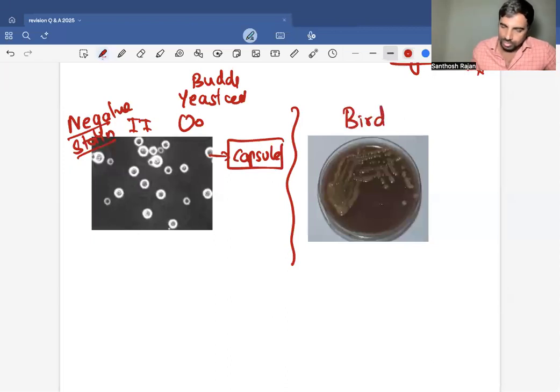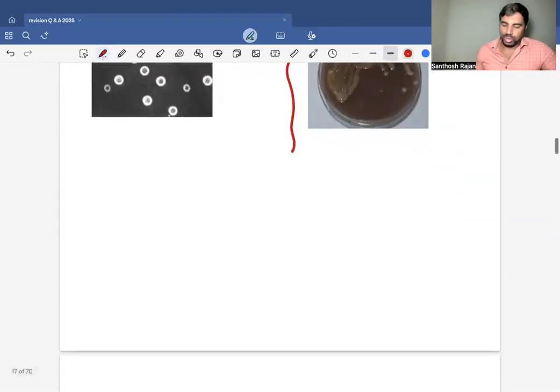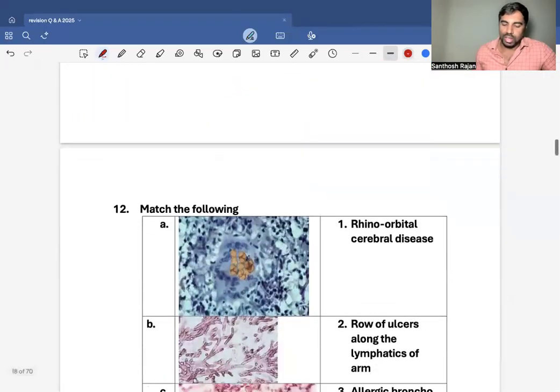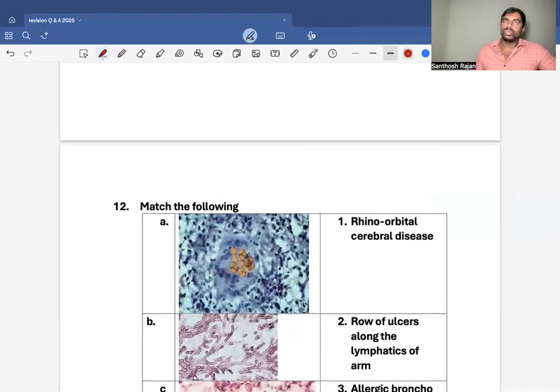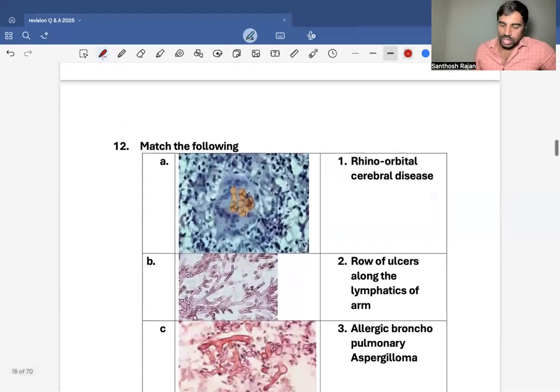This is a birdseed agar. We're talking about pigeon, so remember, birdseed agar also comes. Here you will see brown colored colonies. That is the point. Okay, that's all. This is for your cryptococcus. And for treatment, you have to give amphotericin B because it's usually systemic. Right. Look at the next one.